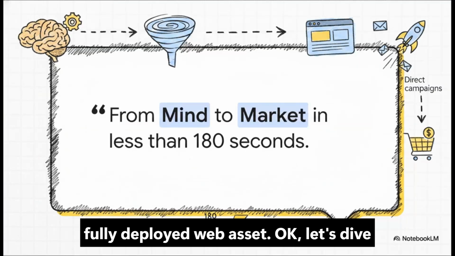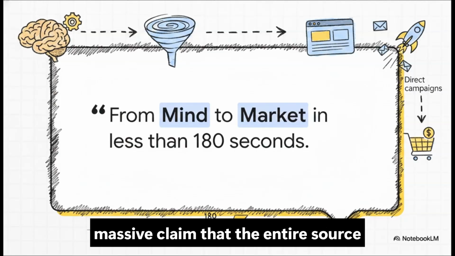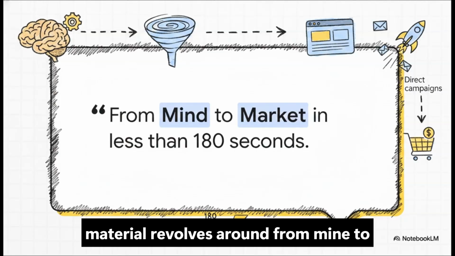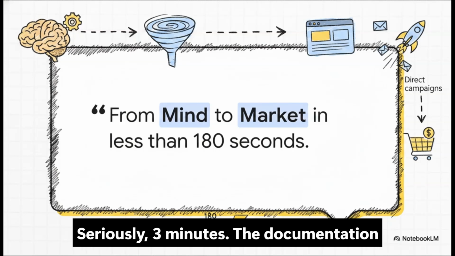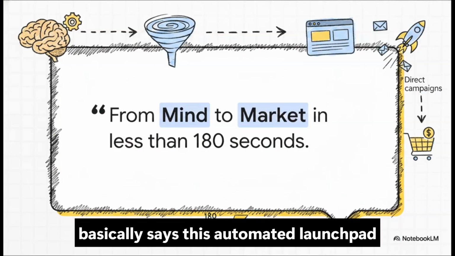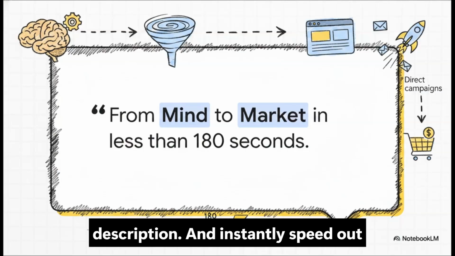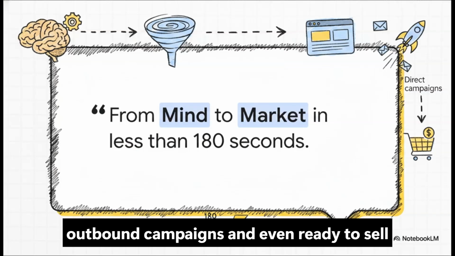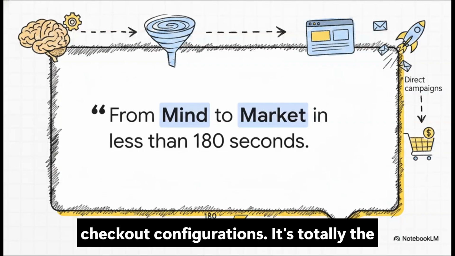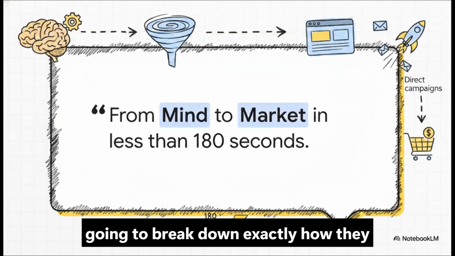asset. Okay, let's dive into this, starting with the absolutely massive claim that the entire source material revolves around. From mine to market in less than 180 seconds. Seriously, 3 minutes. The documentation basically says this automated launchpad can take a simple, raw product description and instantly spit out polished, responsive landing pages, outbound campaigns, and even ready-to-sell checkout configurations.